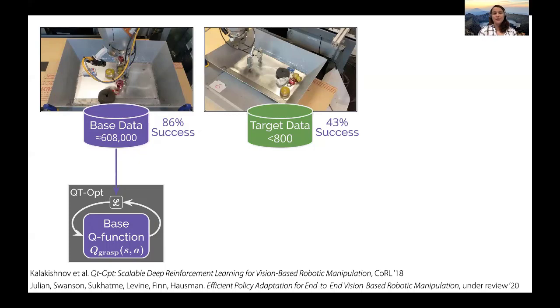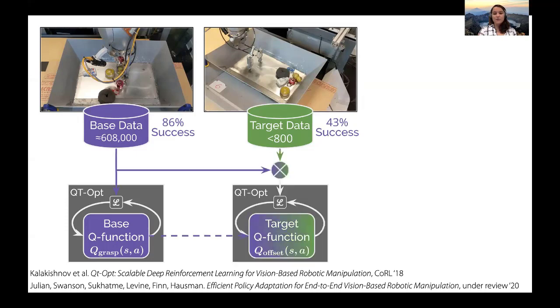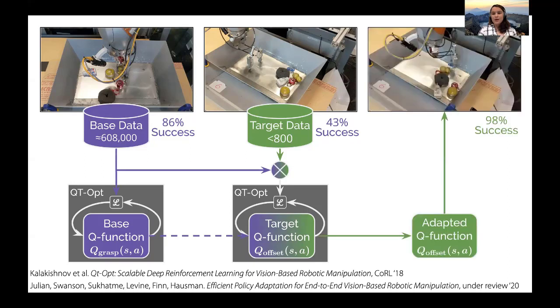For example, in this case, when the robot gripper has been shifted by 10 centimeters. We'll collect 800 grasps, so this is around 1% of the initial data set size, and then use this to fine-tune the Q function that was learned in the original environment. Then finally, we'll take the adapted Q function and deploy it in the real world in this new situation.